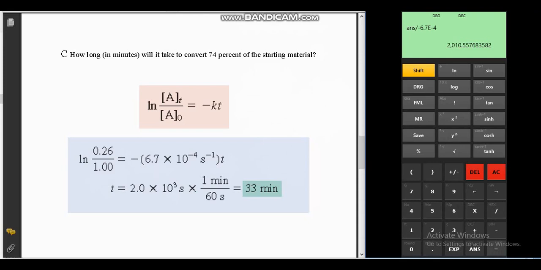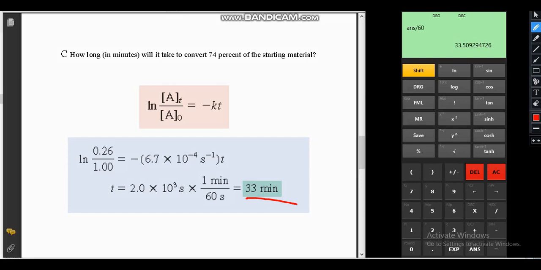We are getting 2010 seconds. So for this to be converted to minutes, we need to divide this by 60. Then we convert it into minutes. So the minutes will be 33.5, which is basically, you can say 33 or 34, you will be marked. So it will take 34 minutes or 33 minutes for this reaction to use 74% of the starting material.